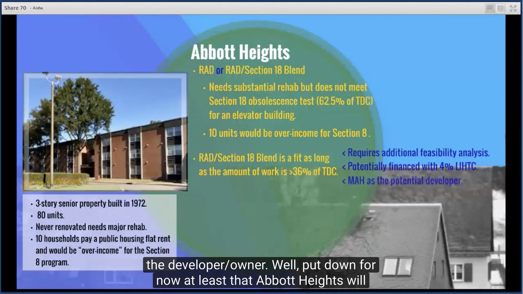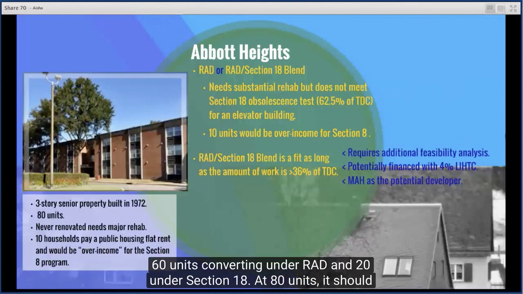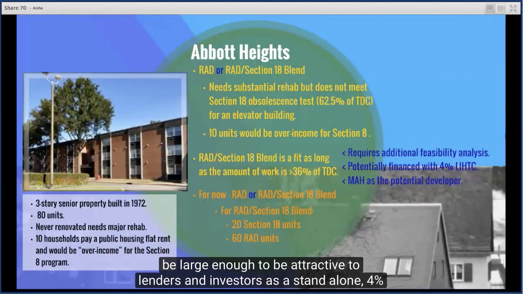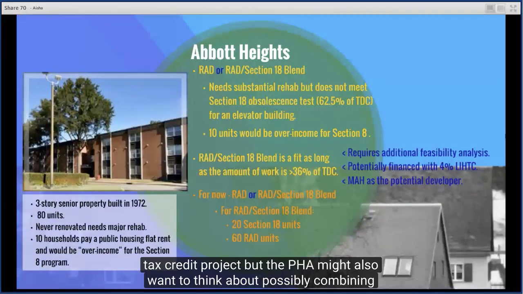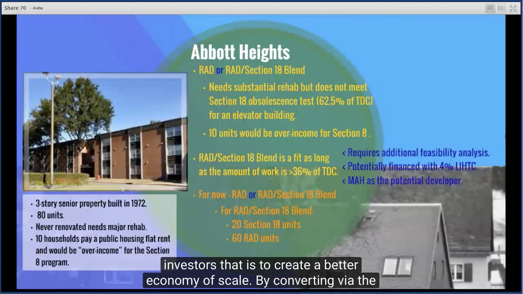We'll put down, for now at least, that Abbott Heights will convert under either standard RAD or the blend, with 60 units converting under RAD and 20 under Section 18. At 80 units, it should be large enough to be attractive to lenders and investors as a standalone 4% tax credit project, but the PHA might also want to think about possibly combining it with one or another property to make it even more enticing to lenders and investors, that is, to create a better economy of scale.